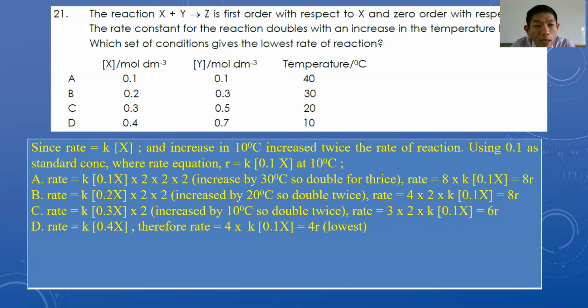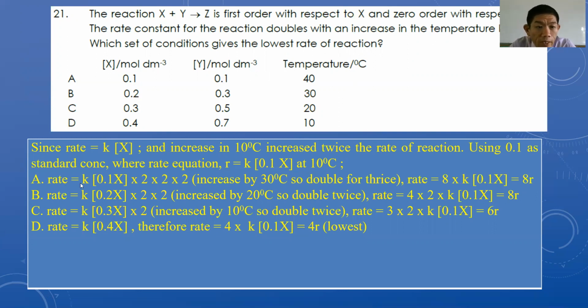So in here, I will do the mathematics for you to see what are the reactions that give the lowest rate. Since rate is equals to Kx, an increase in 10 degrees Celsius increases the rate of reaction twice. So using 0.1 as a standard concentration, the rate equation R is equals to K 0.1x at 10 degrees Celsius. Okay, so that is the baseline. Now we have a look at A, B, C, and D.